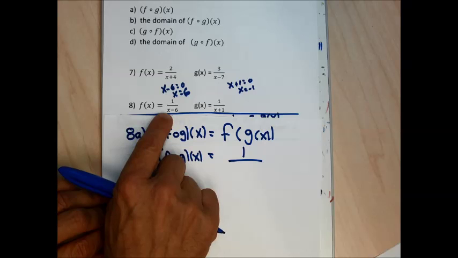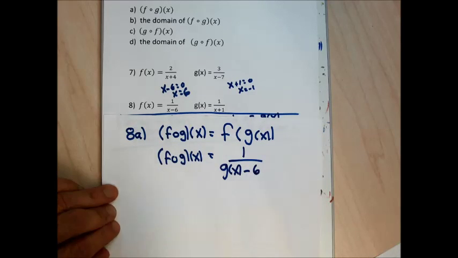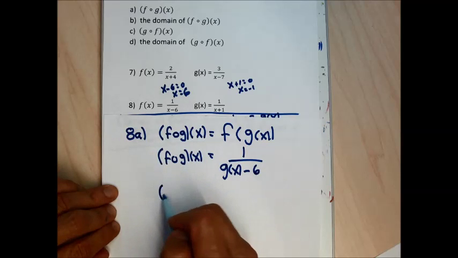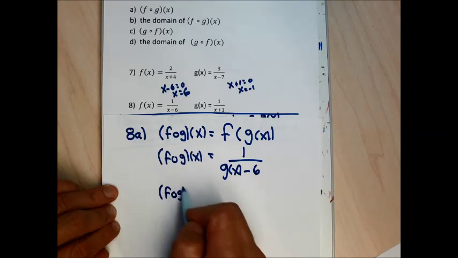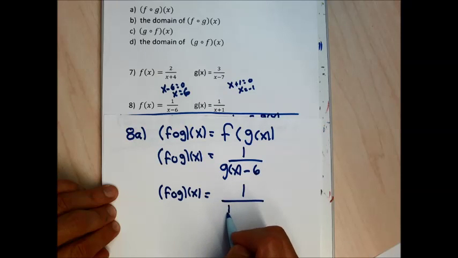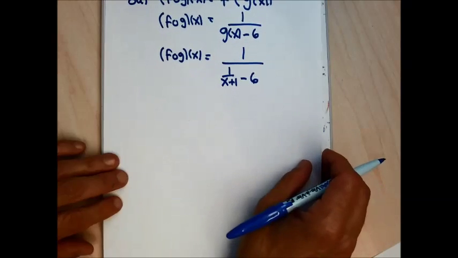It technically doesn't need a parentheses because the x doesn't have an exponent, nor does it have a number multiplied by it. So I'm going to write just the g of x minus 6. Now I'm going to replace the g of x with 1 over x plus 1. So I'm going to get f composed with g of x equals 1 over x plus 1 minus 6. That is a monster to work on, so let's just deal with it. I'll worry about the domain later.